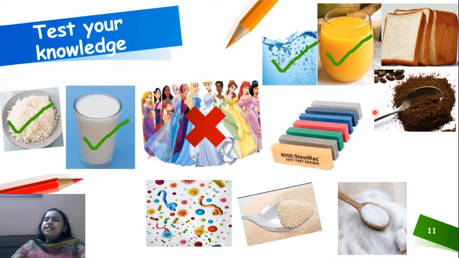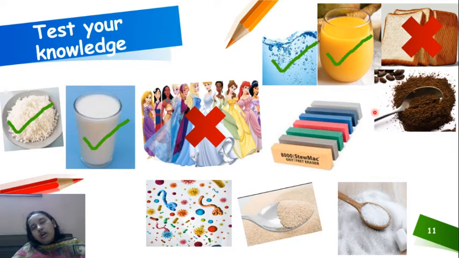Breads. Breads are countable, no? We can count slices of bread or loaves of bread. There is one loaf of bread, there are two loaves of bread, there is one slice of bread, there are two slices of bread. So we would be using many here because it is a countable noun and it can be in a large quantity. So in this slide, as we are going to use only much, it is wrong.